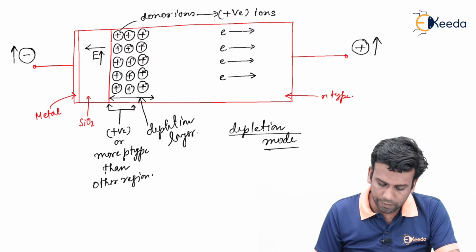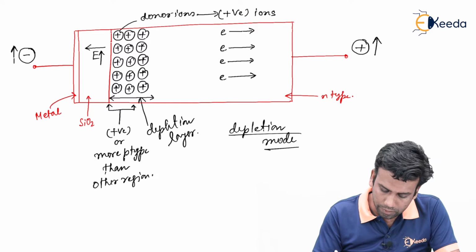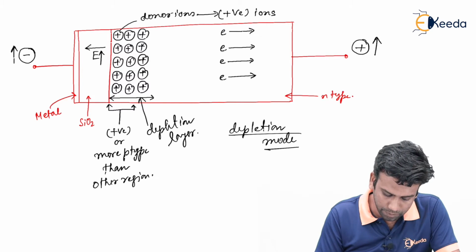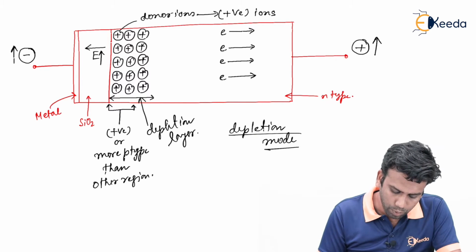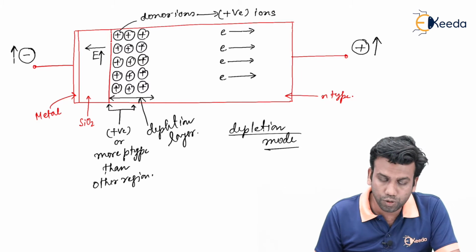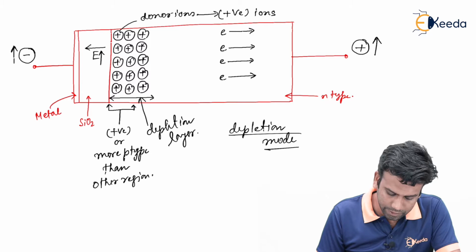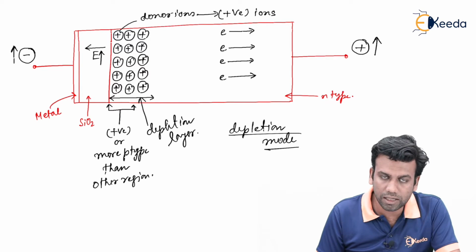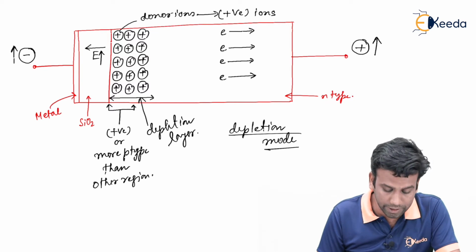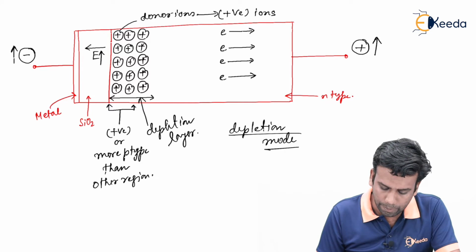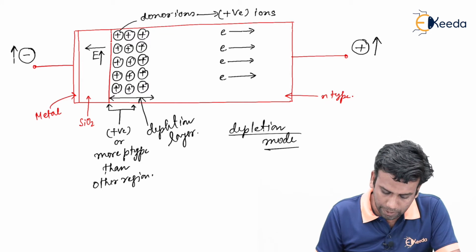Now if the external voltage is further increased beyond this depletion mode, then a larger amount of donor ions will be accumulated near the interface, creating a large positive charge density near the interface. So let us first draw the depletion mode band diagram of this MOS capacitor.